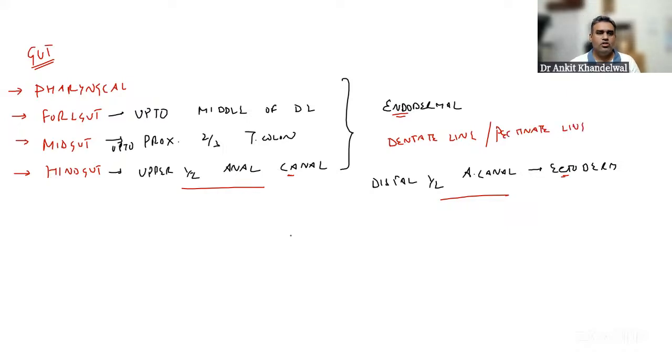So the whole gut is coming from endoderm. You have to understand this part. The gut is coming from endoderm.